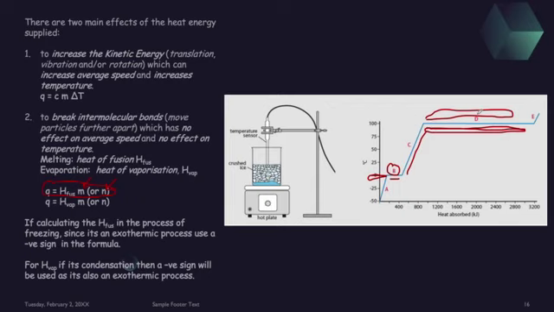And this flat line, this D, where the liquid is now evaporating, is called the heat of vaporization, and the rest of the formula is mass or number of moles.